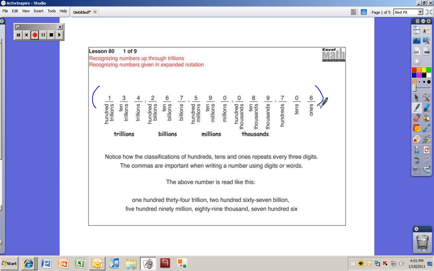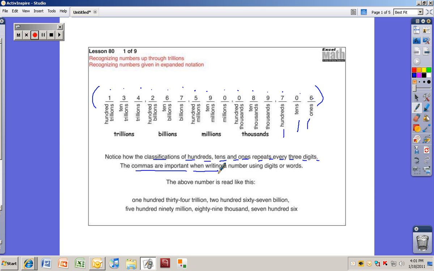And if you know the place value song by Rockin' the Standards, it'll help you a lot on this because you sing through the place values. But we have ones, tens, hundreds, and then we have thousands, 10,000s, 100,000s. We have millions, 10 millions, 100 millions, billions, 10 billions, 100 billions, trillions, 10 trillions, 100 trillions. Notice how the classifications of hundreds, tens, and ones repeats every 3 digits.